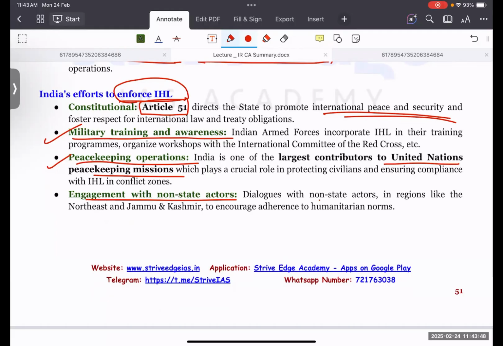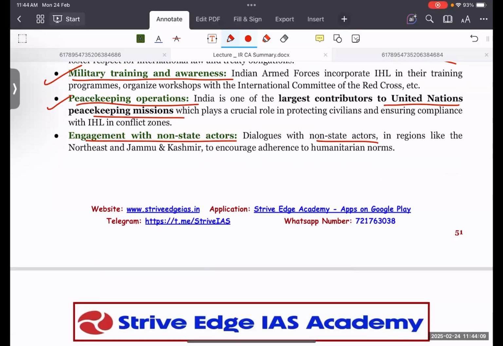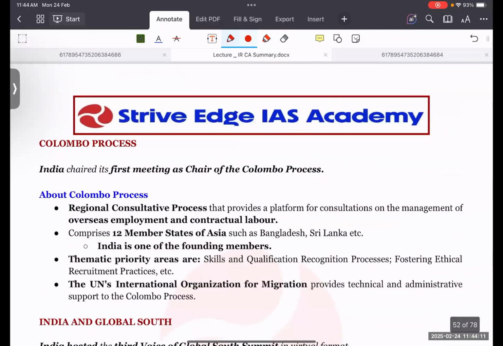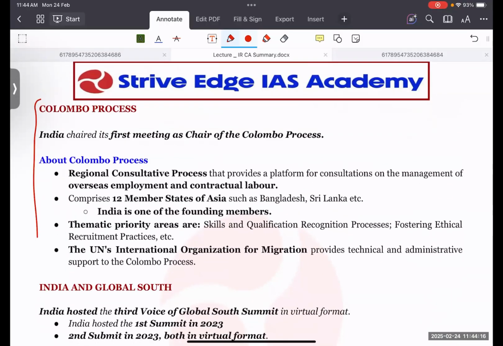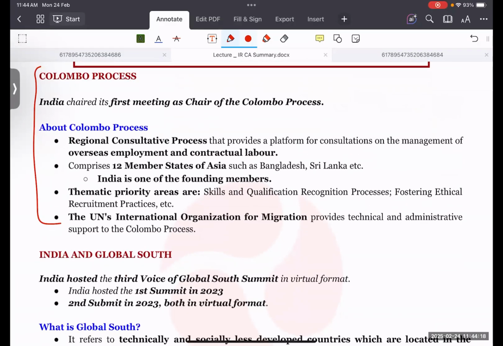Dialogues with the non-state actors also have to take place, because however much you may neglect those non-state actors, they significantly form part of the armed conflict. So it is your responsibility to reach out to them. If you do not reach out to them, and you want to face force with force, there will be huge repercussions on the civilians also. That is why engagement with the non-state actors is very important. This has been repeated. We have discussed the Colombo process.